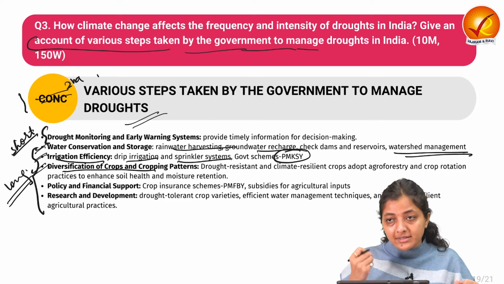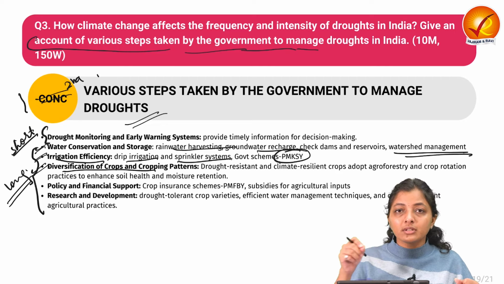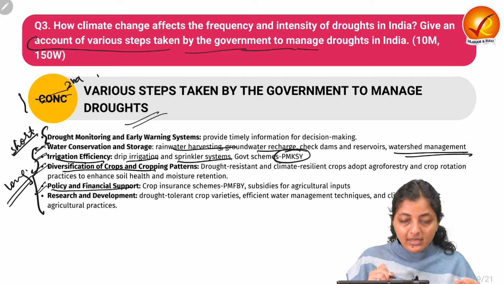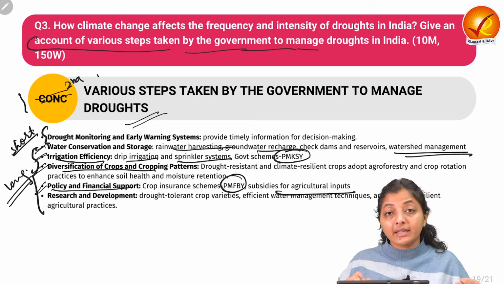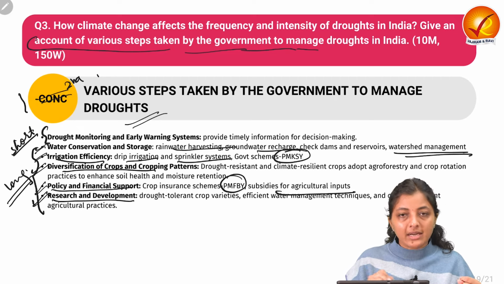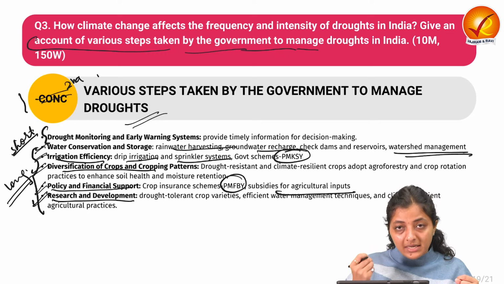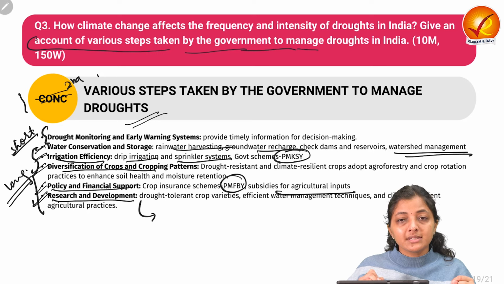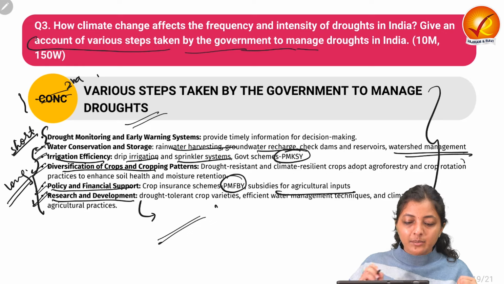So when there are drier soils and no expectation of rainfall, only then does irrigation or the sprinkler spray water on the farms. Next is the financial and policy support like Pradhan Mantri Fasal Bima Yojana and subsidies for agricultural inputs. Finally, research and development. Government should focus on research and development of climate-smart agriculture and drought-resistant crops. Recently, the government has come up with 1700 drought-resistant crops as well. So this way you can write the second part of the question.